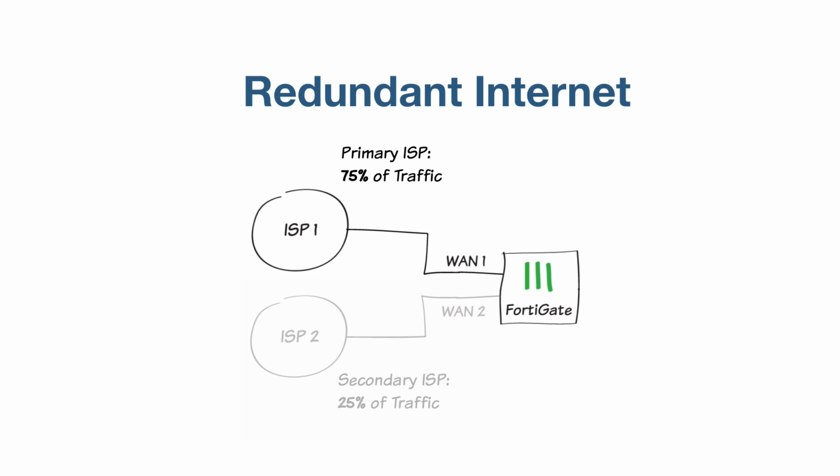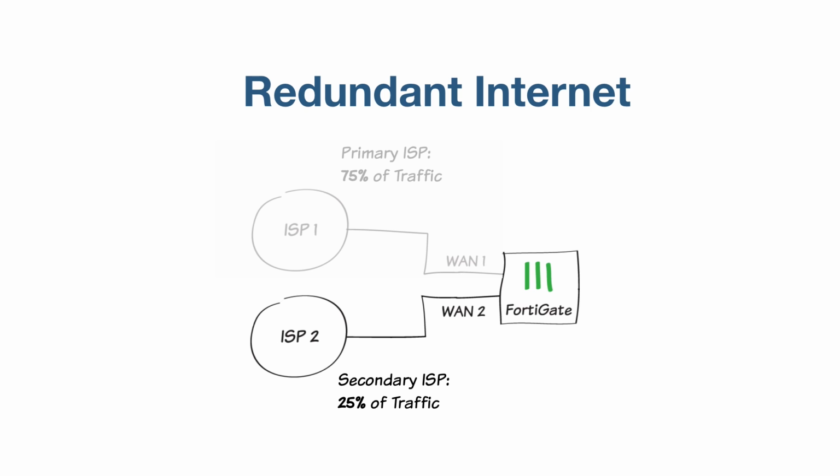Connect your ISP devices to your FortiGate so that the ISP that will be handling a larger volume of traffic is connected to WAN 1 and the secondary ISP is connected to WAN 2. If your device doesn't have these ports available, choose appropriate port alternatives.